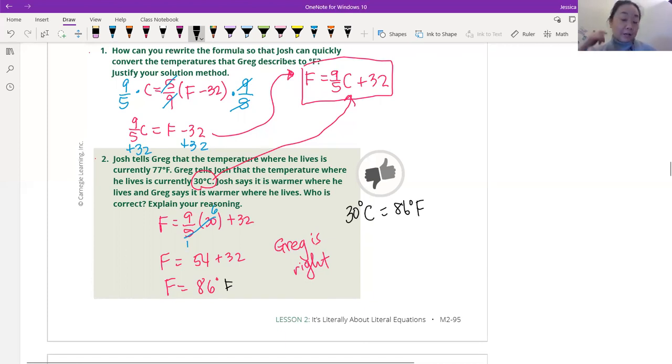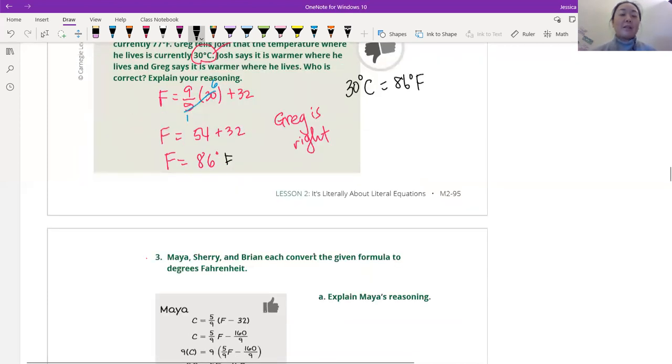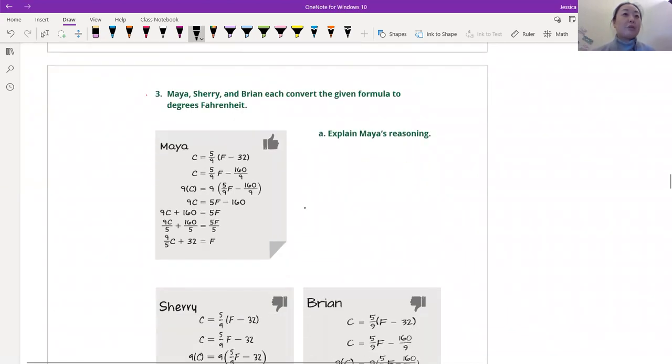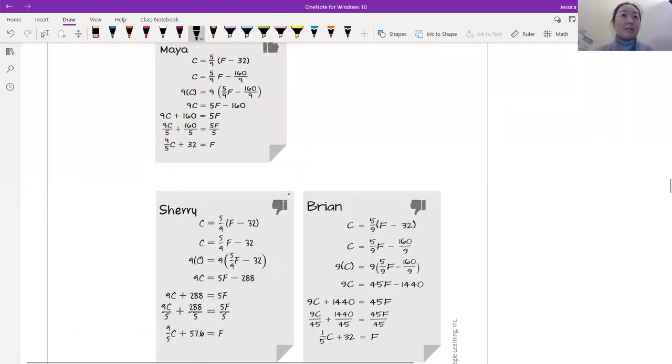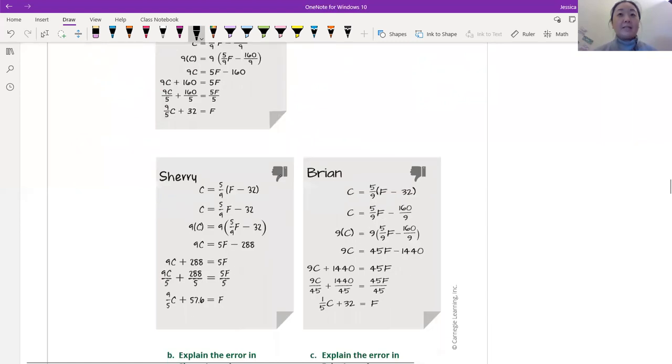Greg's right. Yeah, 30 degrees Celsius is way hotter than 77 degrees. I'd rather live in the 77 as opposed to the 86, but you know, everybody has their own preference. All right, and that's one way to use that. And if we can skip it, you can always look over these, the same idea, right? People do it in different ways.